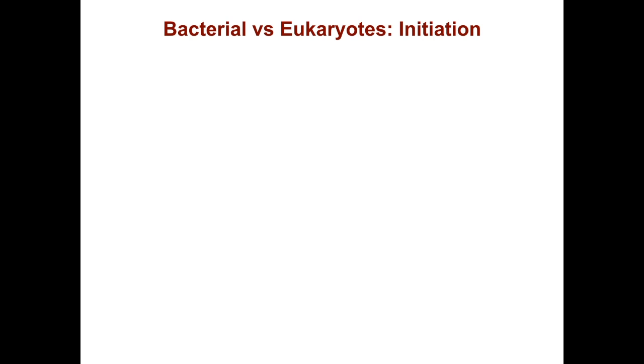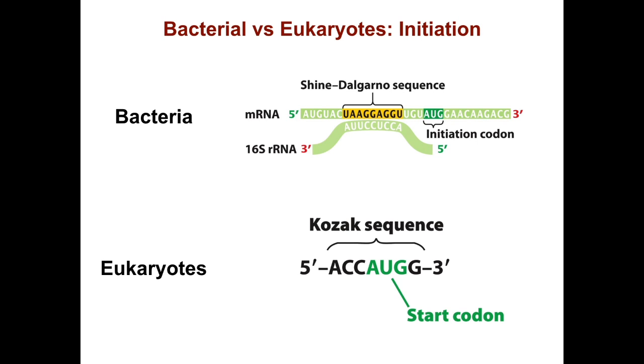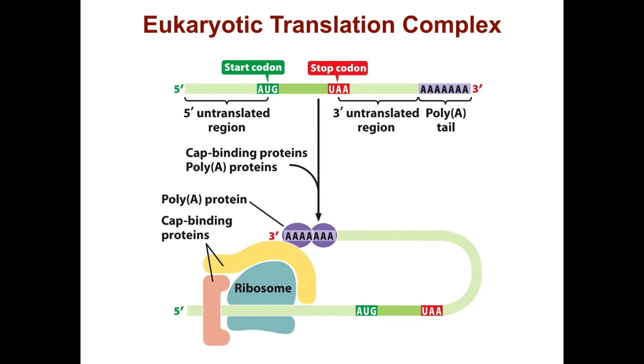In eukaryotes, things are a little bit more complicated than bacteria in terms of translation. So for initiation, bacteria require a Shine-Dalgarno sequence, which is located upstream of the initiation codon. In eukaryotes, there's a Kozak sequence that is very key for initiation. Initiation also requires at least 7 factors. These factors are important in establishing the eukaryotic translation complex.